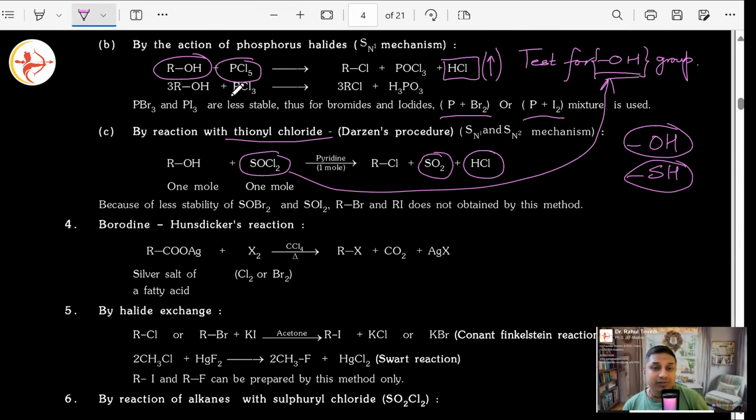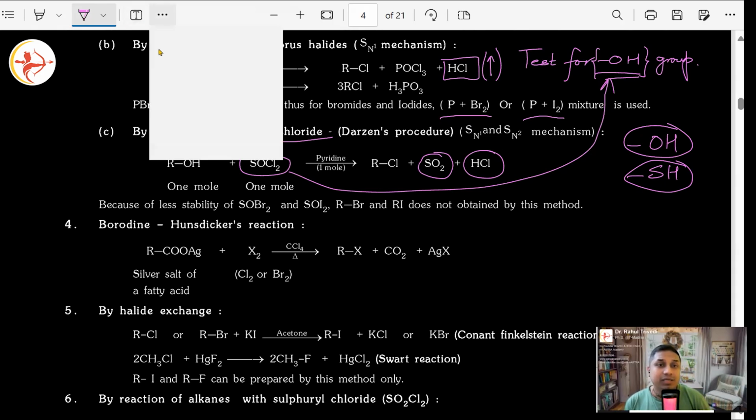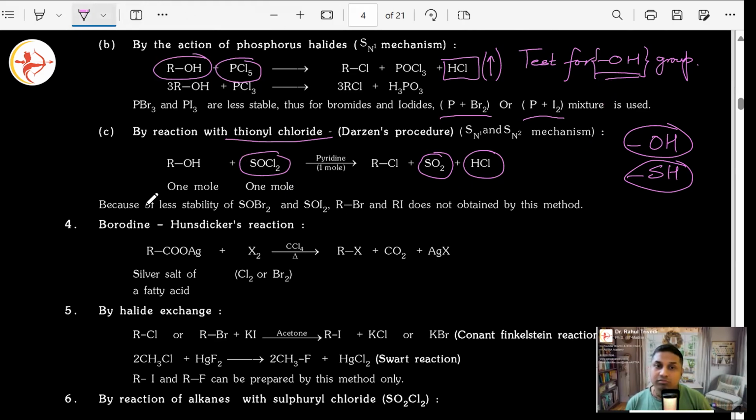That's why PCl5 is best, and that's the reason sometimes it is not included, and I will tend to remove it. Make sense? Yes. Again, if you talk about SOBr2 or SOI2, they are less stable. So what do we do? Basically, we can't produce alkyl bromide or alkyl iodide using thionyl bromide or thionyl iodide. We can't use this process.